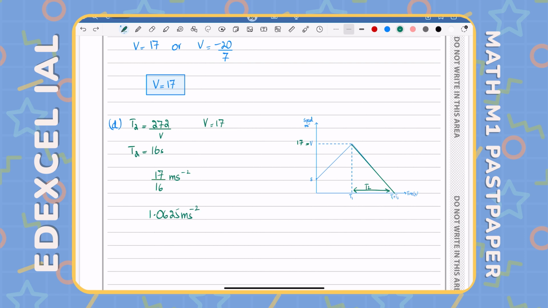Remember, because the question asked us for deceleration, we will not put a minus sign. Technically, if the question asked us for acceleration, we would have put a minus sign, but it's deceleration, so we don't have to put the minus sign ourselves. It's understood that it's negative. So that's the end of question number 2.